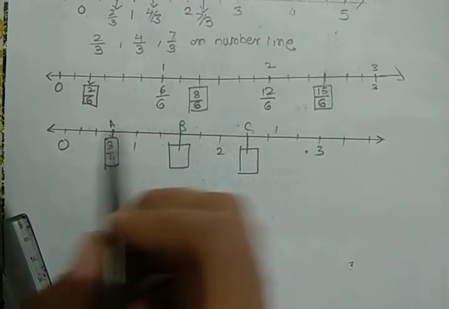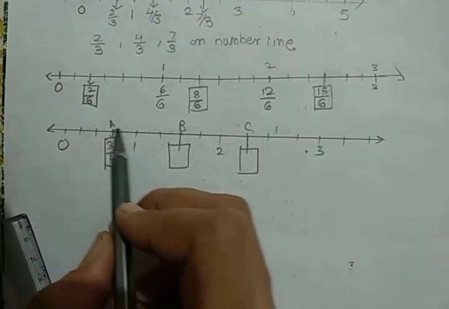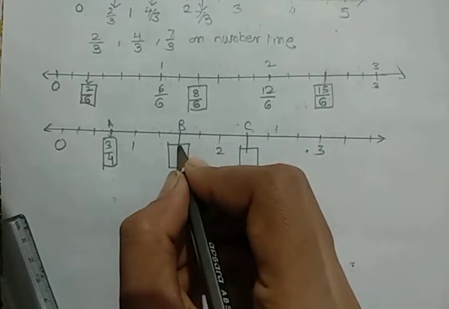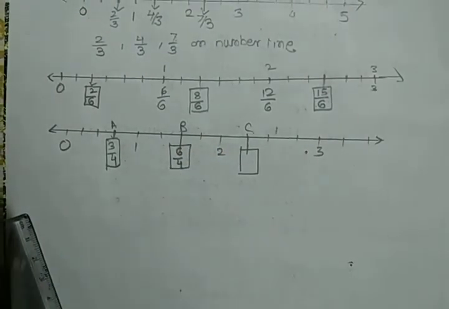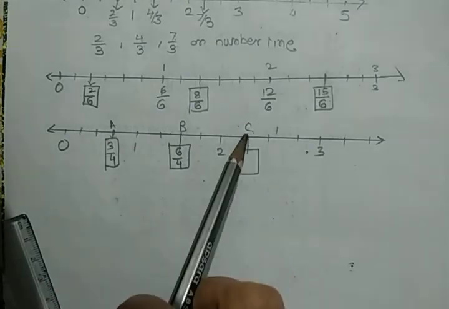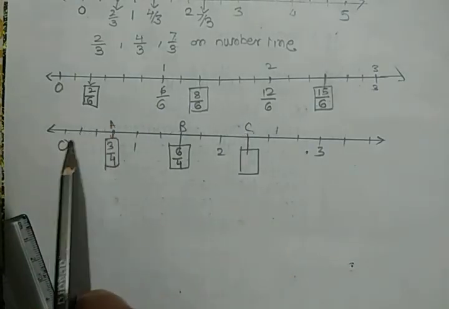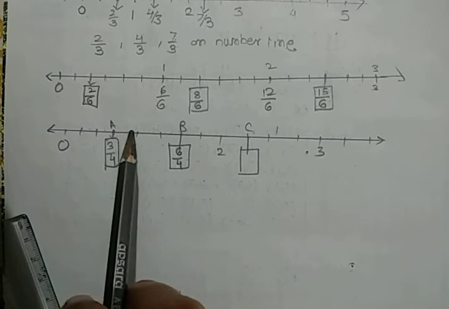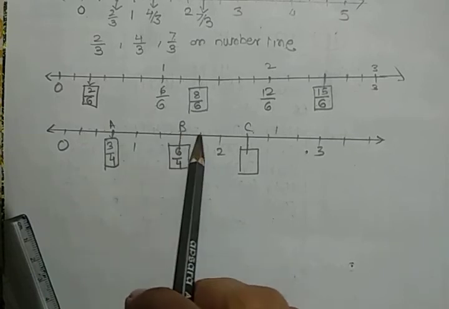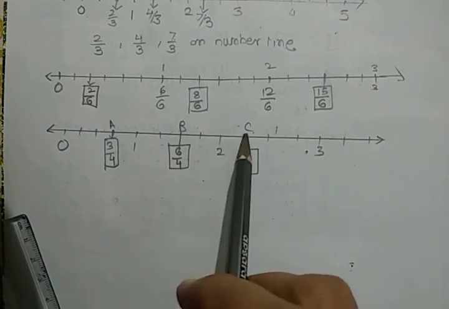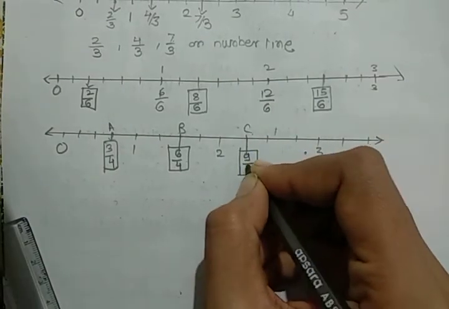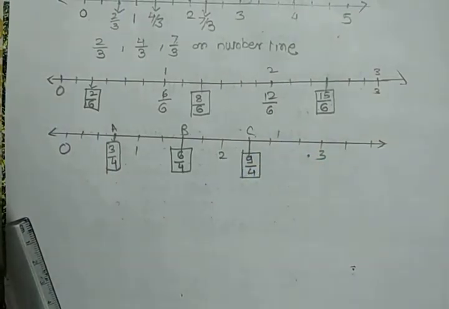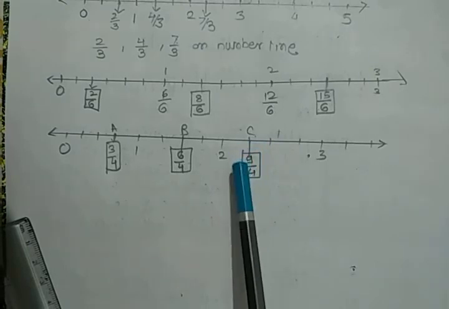Now point B from 0 is 1, 2, 3, 4, 5 and 6. So point B denotes 6 upon 4. Now point C. Count point C from the 0: 1, 2, 3, 4, 5, 6, 7, 8 and 9. So point C is denoted 9 upon 4.